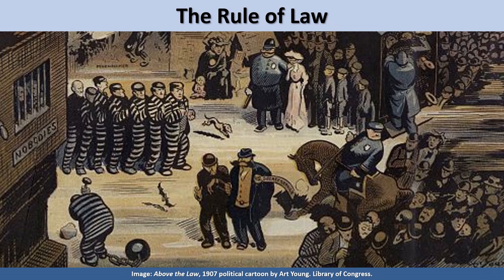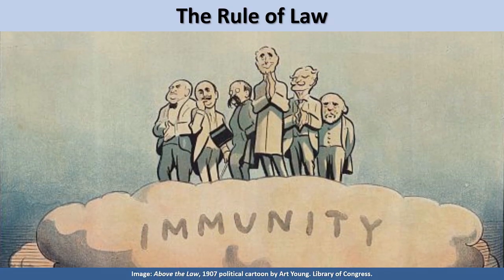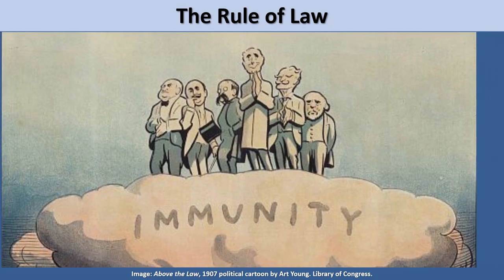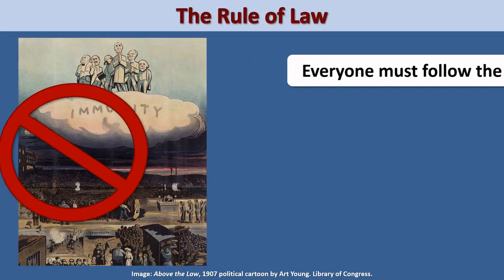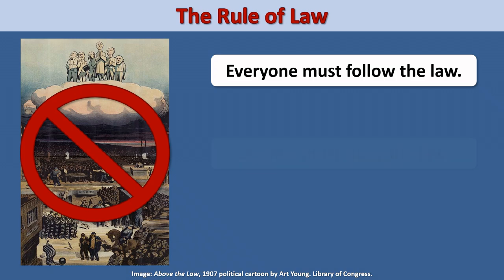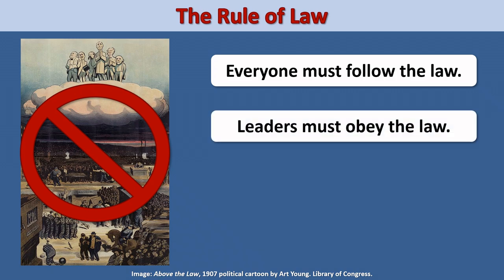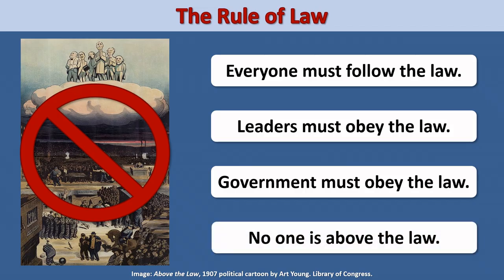When the 13 original colonies voted to ratify the Constitution, they were agreeing to the principle of rule of law. The rule of law is the idea that the law applies equally to everyone. Everyone must follow the law, no matter how rich they are or who their family is. Leaders must obey the law, even if they occupy positions of great influence and power. The government must obey the law, just like people with non-government jobs. No one is above the law, not even the president, state governors, or members of Congress.